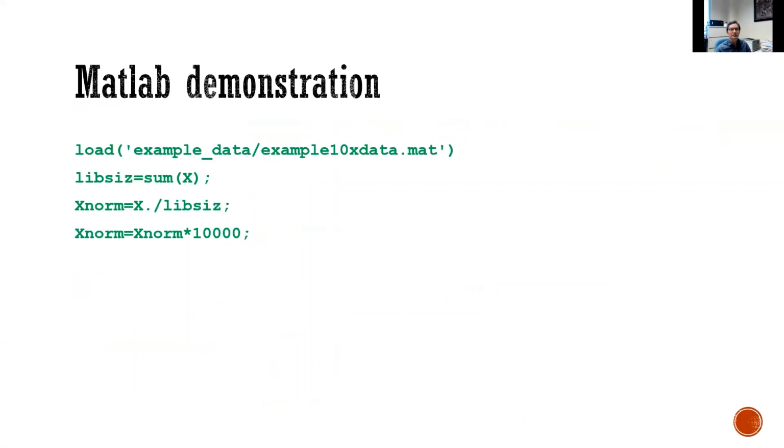So I summarized what we have just shown using this very simple MATLAB command line to do library size normalization. Once you load that in, basically 1 to 2 lines of code will give you a normalized matrix. If you want to scale it up a little bit, you multiply the whole matrix by a factor. Normally people use 10,000.